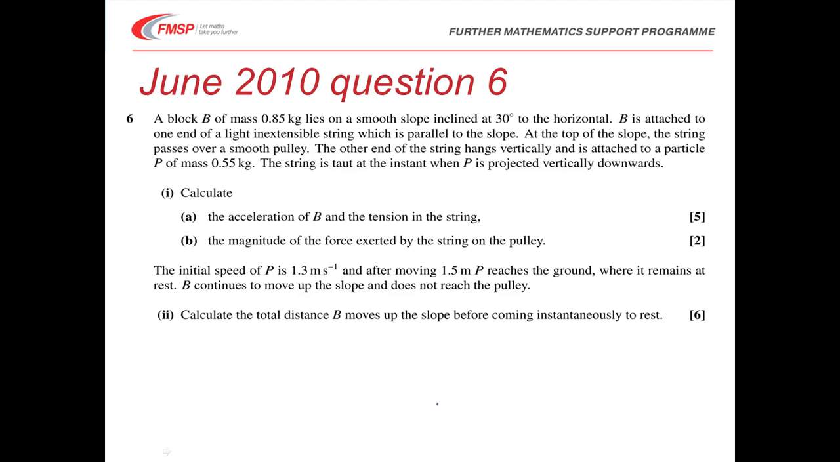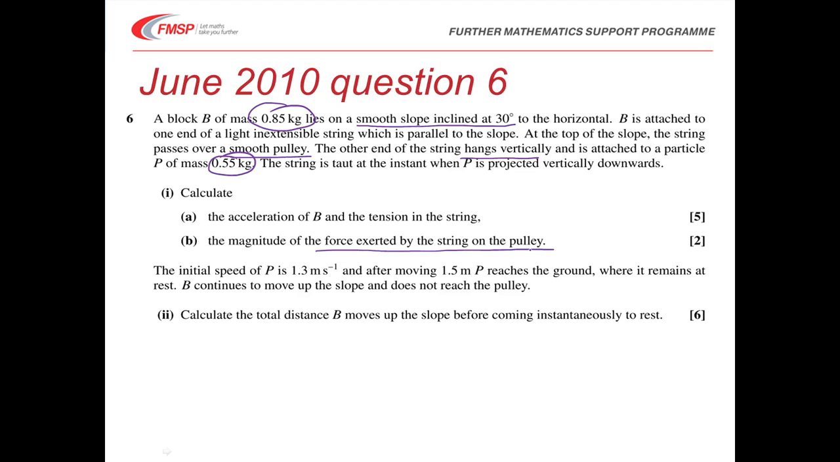And here's the first one. If I go through the question very quickly, just remember you can always pause the recording and read the question at your leisure. So we have a block lying on a smooth slope inclined at 30 degrees, attached over the end of the slope over a smooth pulley to another particle hanging vertically. This is particle P. We know the mass of the two particles, and what we're going to find out is what's the acceleration of B and the tension in the string, and then the magnitude of the force exerted by the string on the pulley.